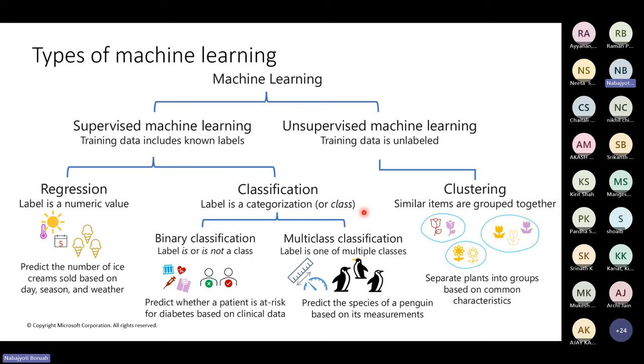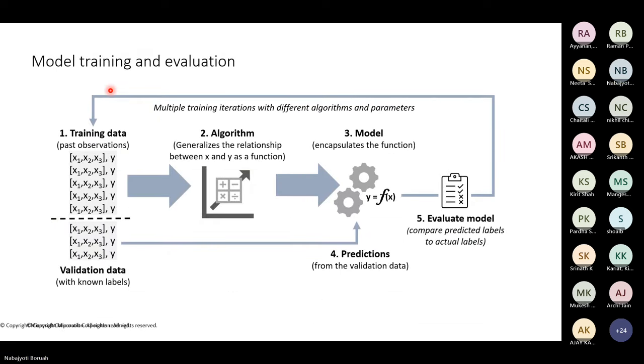objects which share almost the same set of attributes, and that is put under clustering. So similar items are grouped together based on common features and characteristics. Having said that, this is the fundamental of machine learning. And as we discussed in the beginning, the model is y equal to f(x), and it is a continuous process: multiple training iterations with different algorithms and parameters, because we can keep testing until my model can predict appropriately.